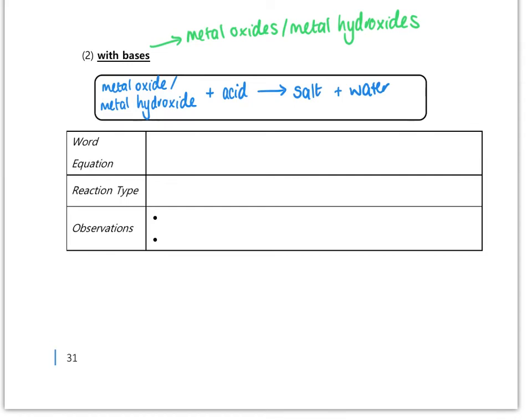So metal oxide or metal hydroxide reacts with acid to give a salt plus water. So let's say, for example, we had sodium hydroxide and methanoic acid. We know we're going to produce a salt plus water. So what's the name of our salt going to be?